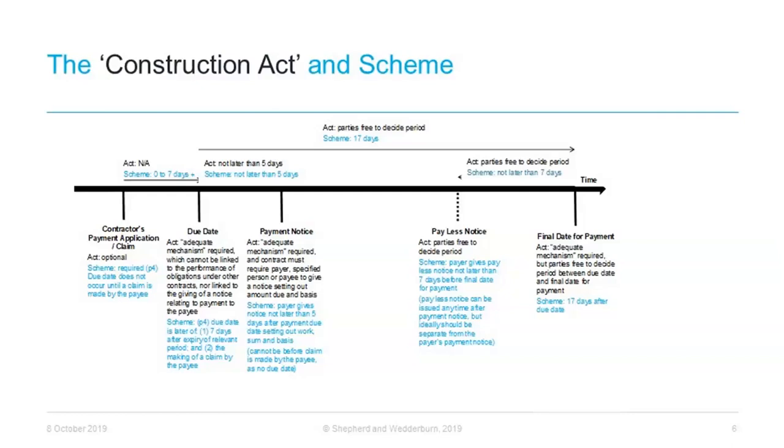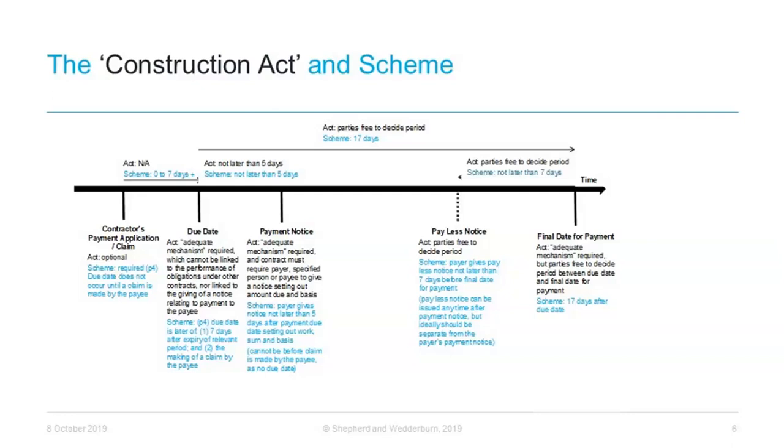The second mandatory requirement, Section 110, relates to due dates for payment. The Act states that there must be an adequate mechanism for determining what payments become due and when, as well as a final date for payment. There are two common situations where payment provisions will fail this test. Firstly, if the due date is linked to the giving of a payment notice to the payee from the payer or a specified person. This is to prevent the payer abusing the payment process by not issuing the relevant notice.